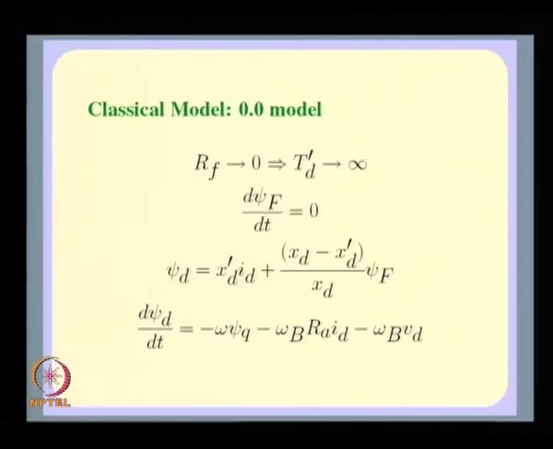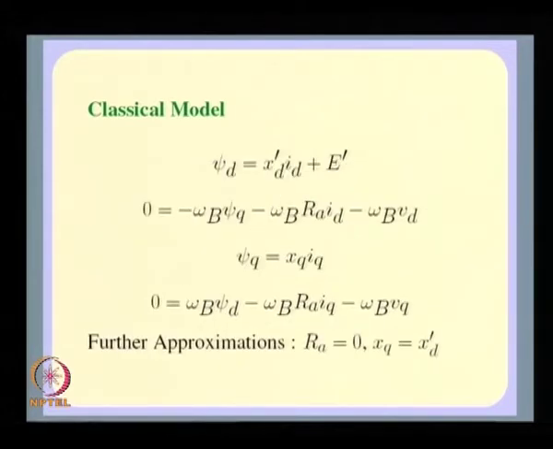Now, a further simplification, which I talked about right in the beginning, is that you set d psi d by dt equal to 0 as well. If you are going to study slow transients, this is an okay approximation to make. So, for the classical model, setting d psi d by dt and d psi q by dt to zero, we have got this model. This is a classical model of a synchronous machine, which does not have any electrical differential equation. We have got the mechanical differential equations, but there is no electrical differential equation.